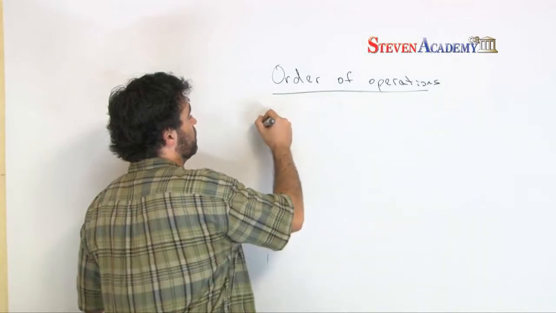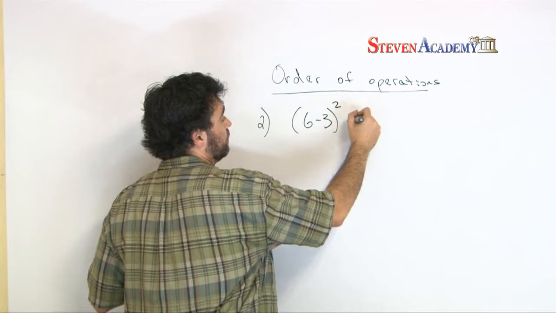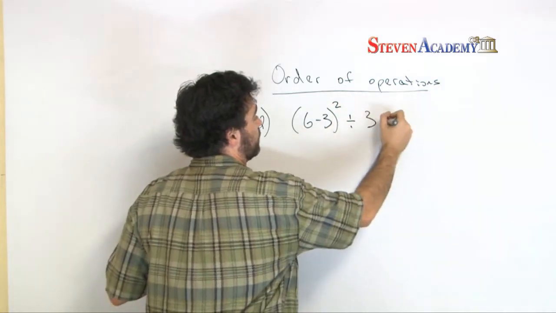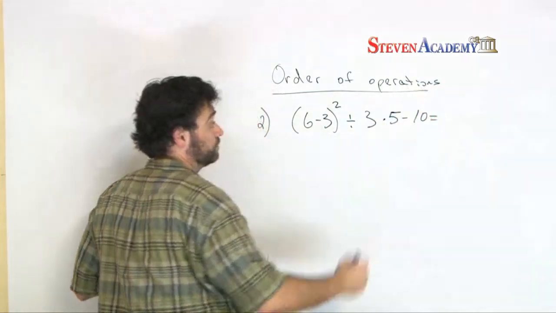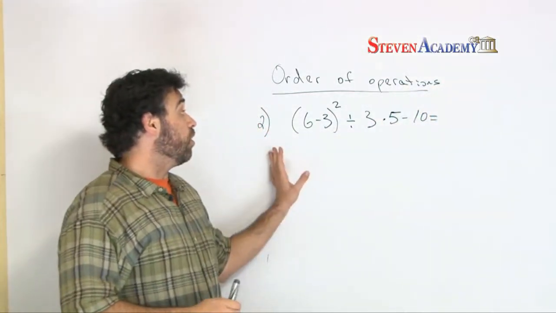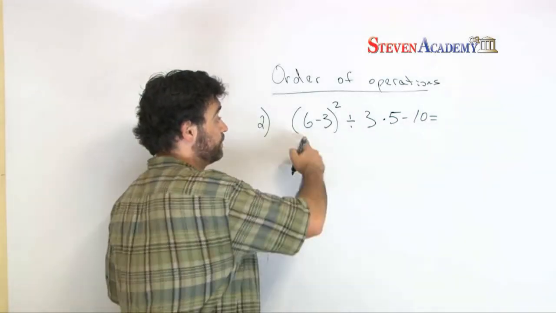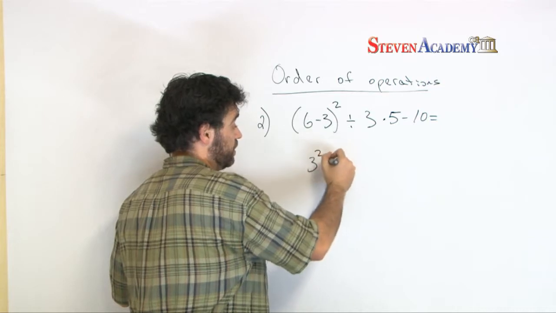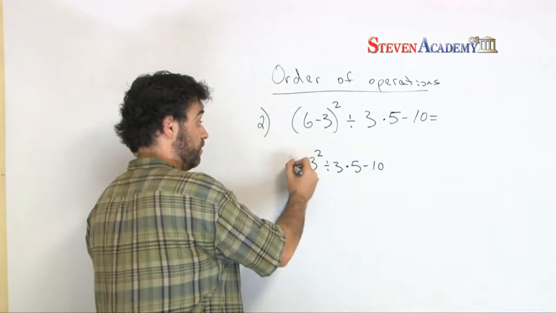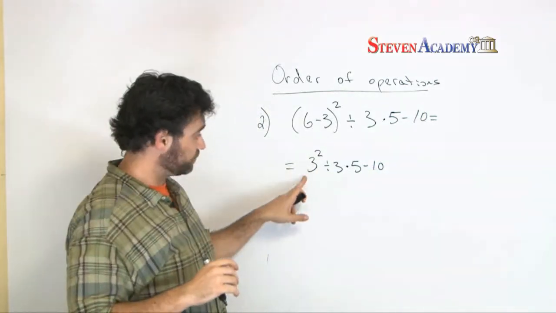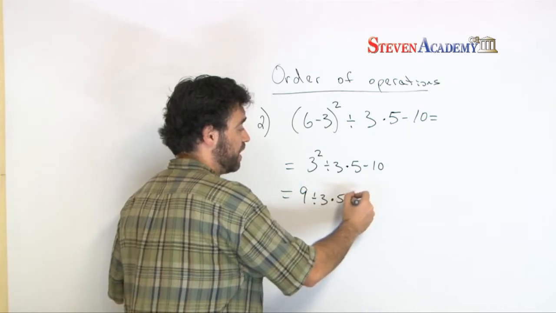And now if I have 2, I have (6 minus 3) squared divided by 3 times 5 minus 10. Okay? Now, always we work inside parentheses first. We do our grouping first. 6 minus 3 gives us 3 squared divided by 3 times 5 minus 10. And we notice how each line gets simpler. 3 squared gives us 9. Divide by 3 times 5 minus 10.